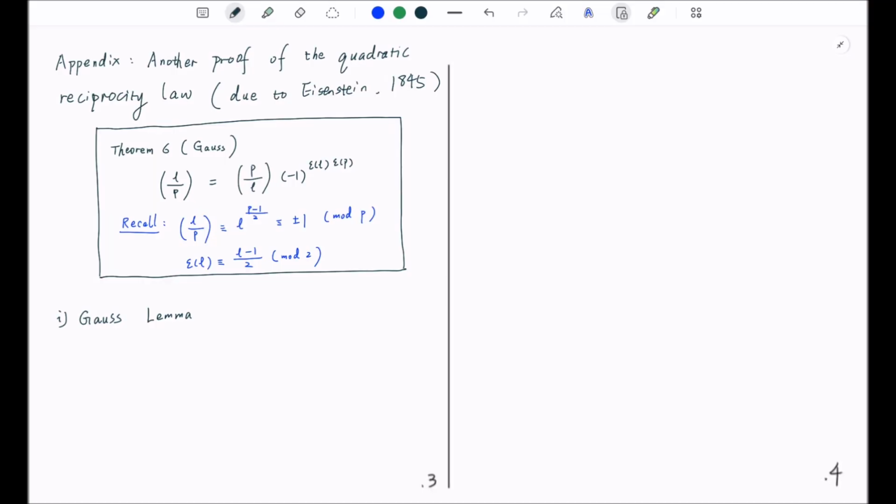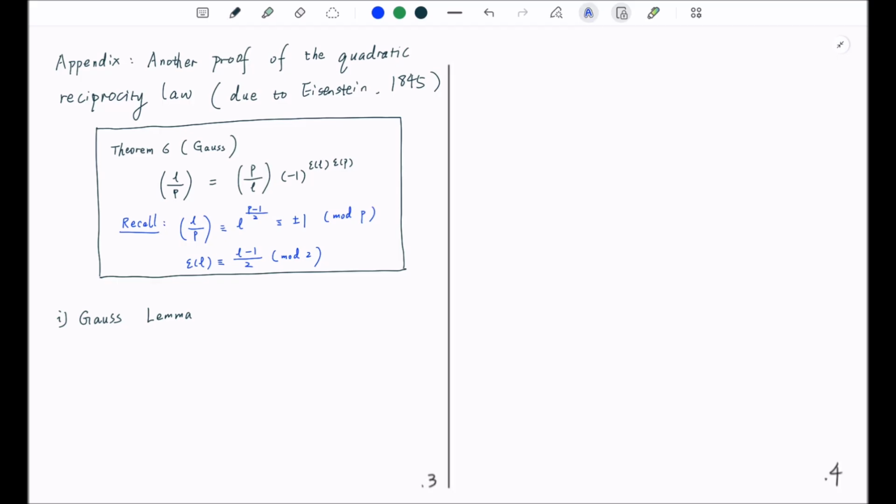In this section, we'll talk about another proof of the quadratic reciprocity law. This proof is due to Eisenstein, and it is more elementary in the sense that it uses less abstract algebra. But at the same time, it is more technical. The proof will be based on two lemmas.